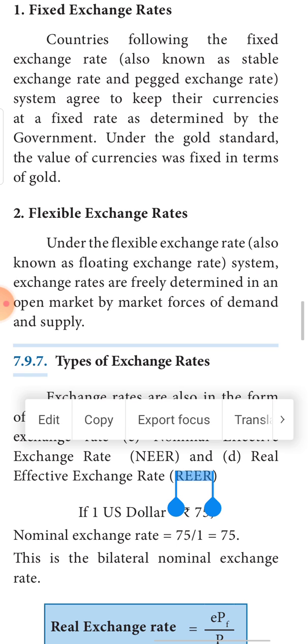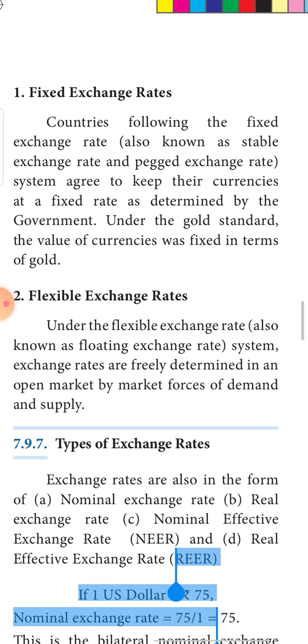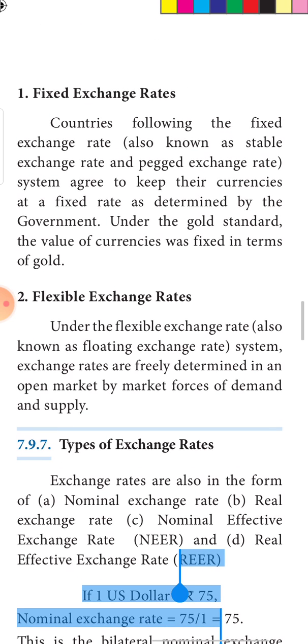And the value will be fixed equivalent to the value of gold. The values of currencies are expressed in terms of gold. So like 1 gram of gold will be equal to this much unit of that particular home currency. So this exchange rate will be fixed for a period of time by the government of that country. Such an exchange rate you call fixed exchange rate. Countries following fixed exchange rate, you otherwise call it a stable exchange rate or pegged exchange rate. Here it keeps their currency fixed and it will be determined by the government. Just underline, it is also called a stable exchange rate or pegged exchange rate.